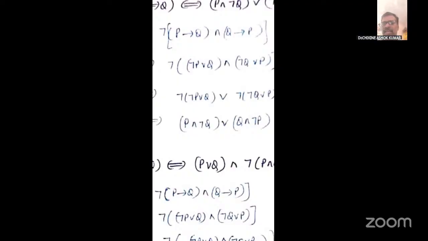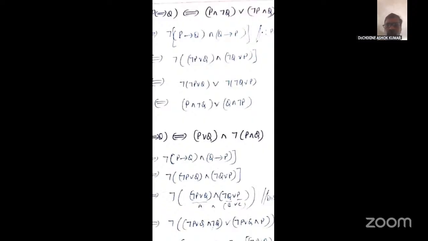But here in the place of P, I have negation P union Q. In the place of Q, that is the second proposition, we have the combination negation Q union P. So if you apply the De Morgan principle for this, it will become negation of negation P union Q intersection negation Q union P, which becomes negation of negation P union Q, and this intersection will become union, union negation of Q, negation of negation Q union P.